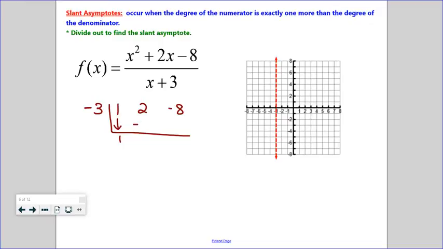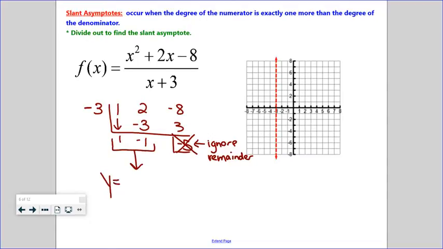Negative 3 times 1 is negative 3, plus 2 is negative 1. Negative 3 times negative 1 is 3. Gives me a negative 5 here. You will always ignore whatever this number is. Ignore the remainder. We will take this and write it into our equation y equals mx plus b: 1x minus 1. There is your slant asymptote.